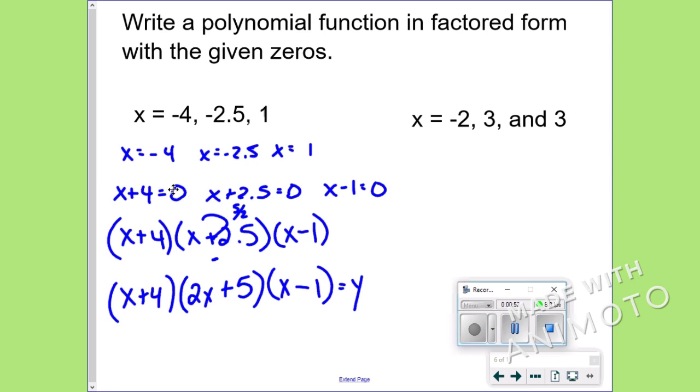Don't we take each factor when we're finding the zeros? We take each factor and set them equal to 0. Well, here's each factor set equal to 0. So our factors are x plus 4, x plus 2.5, and x minus 1.